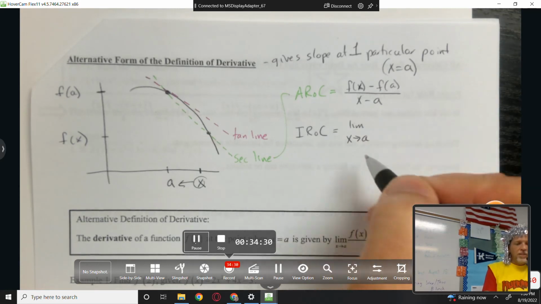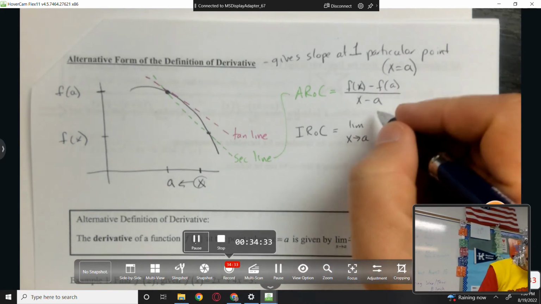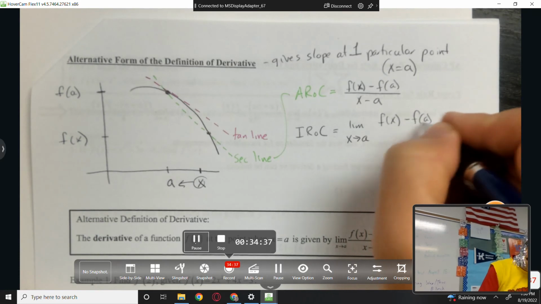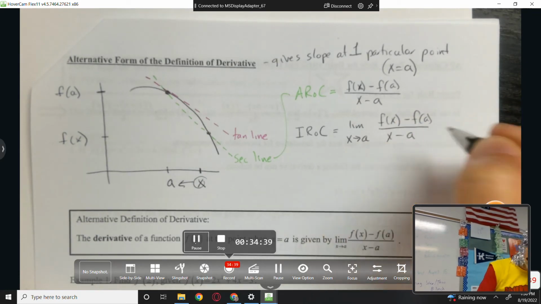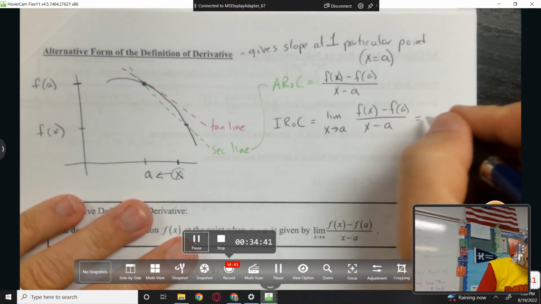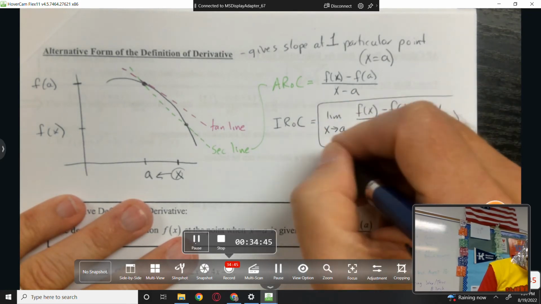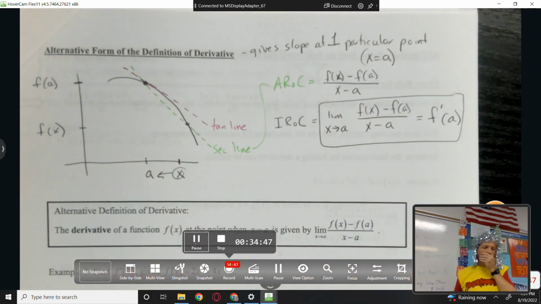As it gets closer to a, my numerator and denominator are still the same, but my overall slope is a more accurate slope, and it's the derivative at a. So it's a little bit easier formula, but it only works for 1 point. So, which one? We'll tell you which one to use.